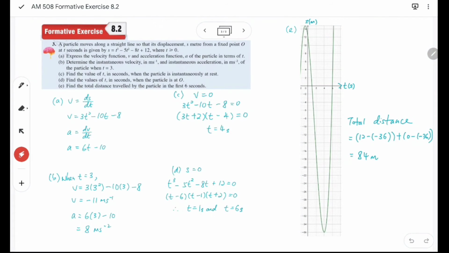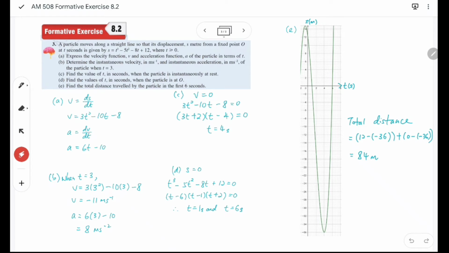Number 3, a particle moves along a straight line so that its displacement s meters from a fixed point O at t seconds is given by s equals t cubed minus 5t squared minus 8t plus 12, where t is greater than or equal to 0. A. Express the velocity function v and acceleration function a of the particle in terms of t.